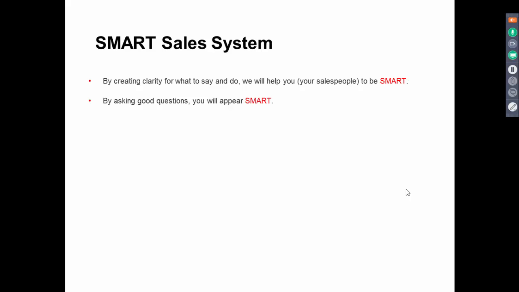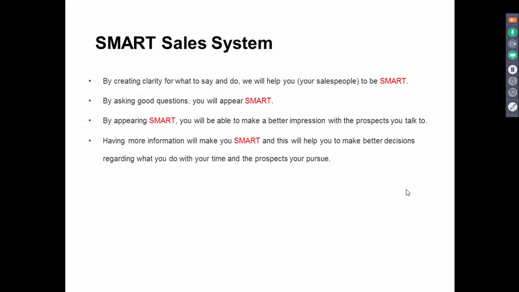It's interesting. When I have new salespeople that work for me and I teach them good questions to ask, they get in front of clients right away, and they make good impressions. You can teach someone to ask good questions, and you can make a good impression by asking them. By appearing smart, you're going to make a good impression with the prospects that you talk to.